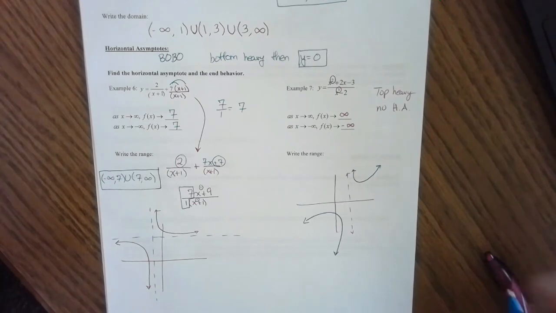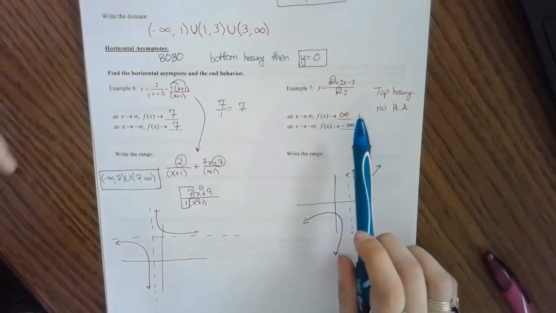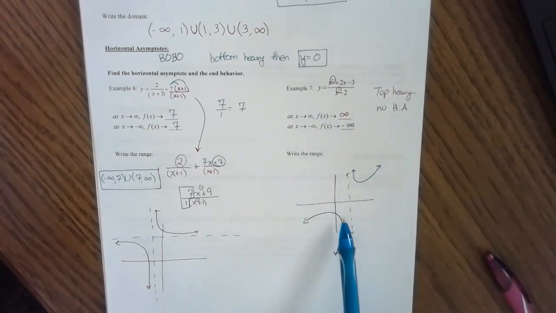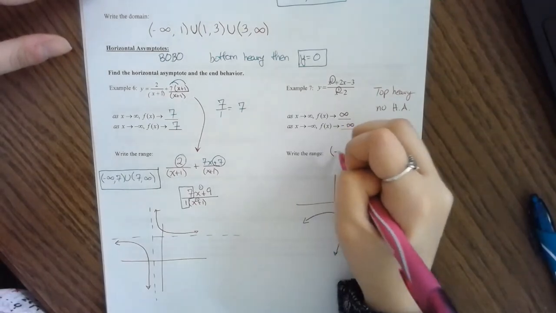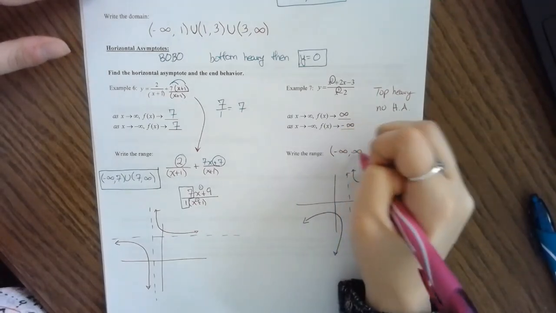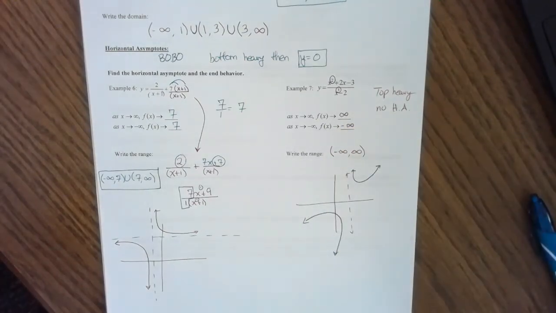So for our purposes, the end behavior is just from infinity all the way to negative infinity. That's our range. Okay? It's just the picture. If you look at it, don't freak out. So there's our actual range.